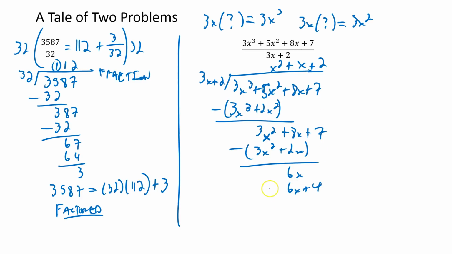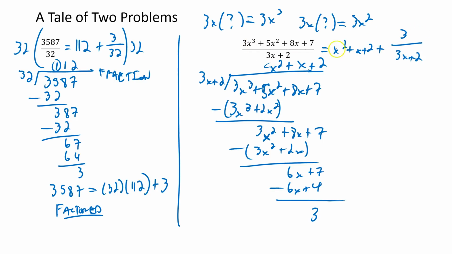And now we subtract. 7 comes down again. So 6x minus 6x cancels, and 7 minus 4 is 3. So what I've just shown is that this is equal to my quotient. Quotient is my answer, right? X squared plus x plus 2. And that remainder is 3, which is still trying to get a piece of 3x plus 2.